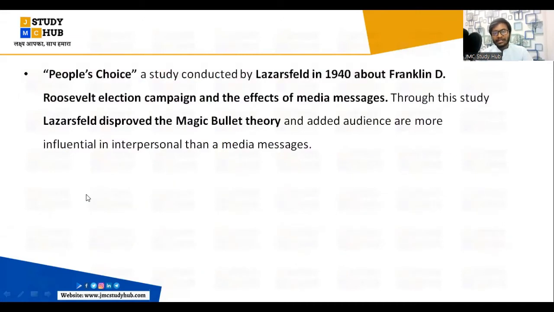Now, one thing, this para is very much important. It is very much important. This para is very much important. Please read it. People's Choice.